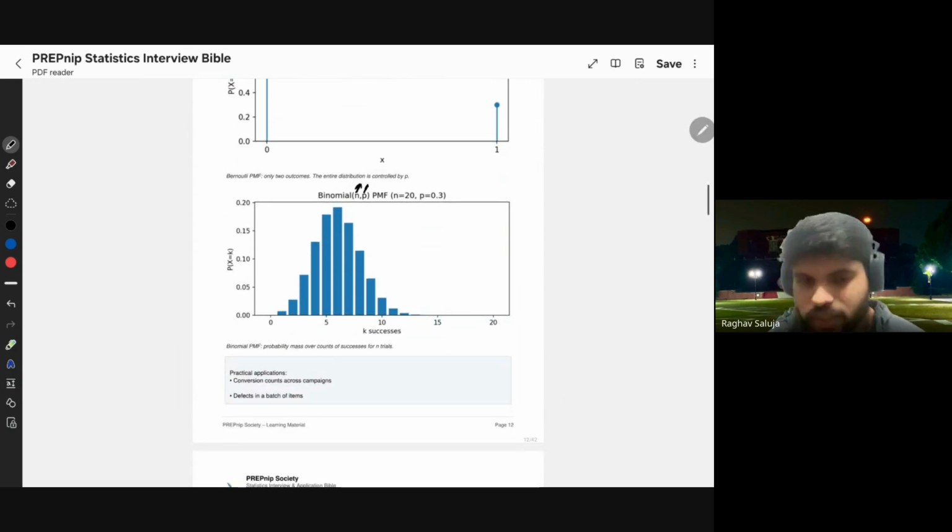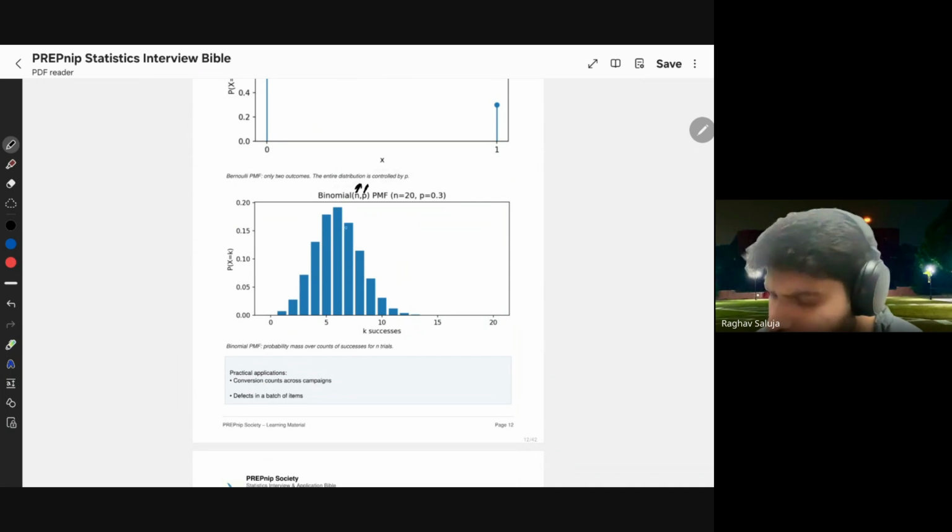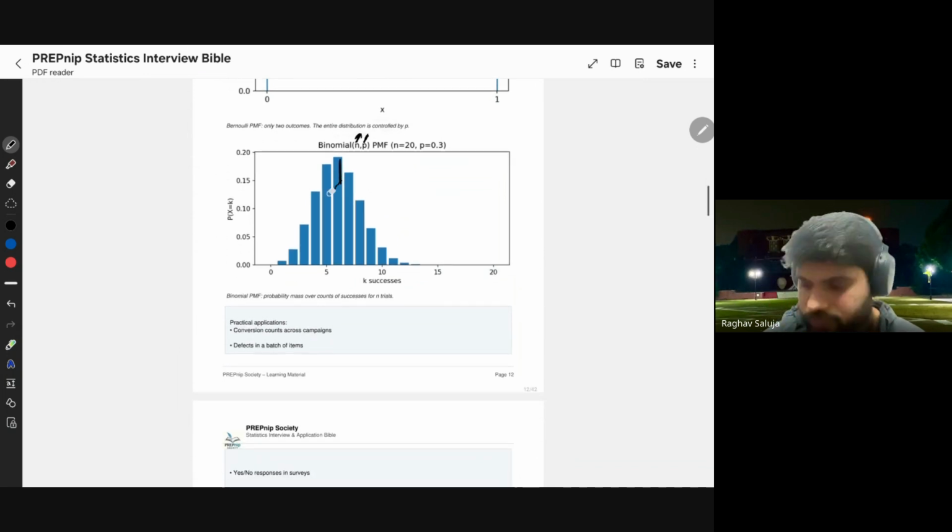You can have a look at the graph here. It's a hump, right? You can see it's a hump kind of a thing. You usually get the average number of clicks, and getting 0 or perfect score is rare. Usually you get the average number of clicks. That is why it's a hump. And we'll discuss about this hump in detail as well.